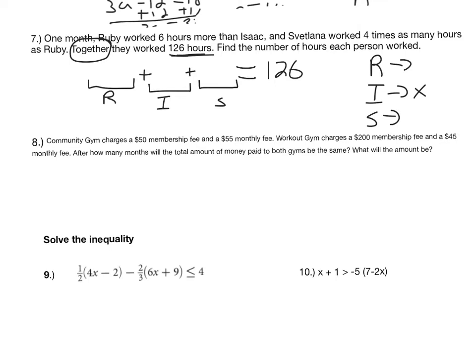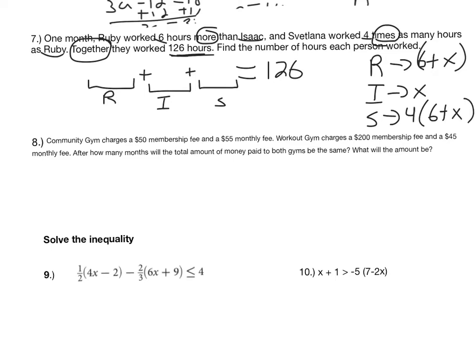Now what do we know about Ruby? Ruby worked 6 hours more than Isaac. What does more mean? Plus. And it's going to be 6 plus Isaac's hours. We don't know how many hours Isaac worked, but we are using the variable X to represent Isaac. So that would be 6 plus X. Svetlana worked 4 times as many hours as Ruby. So times means multiplication. So we're multiplying 4 times Ruby's hours. What are Ruby's hours? We just figured that out. It's 6 plus X, right? So we're multiplying it by 4 times 6 plus X.